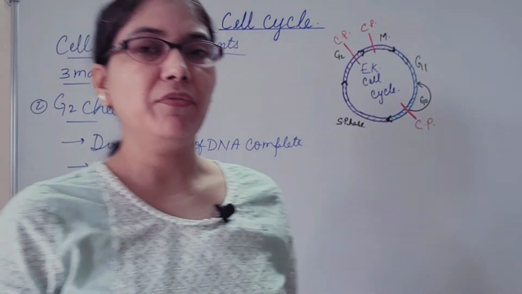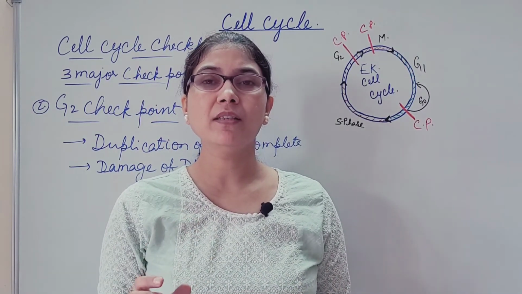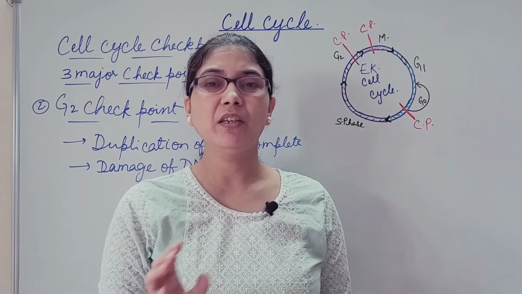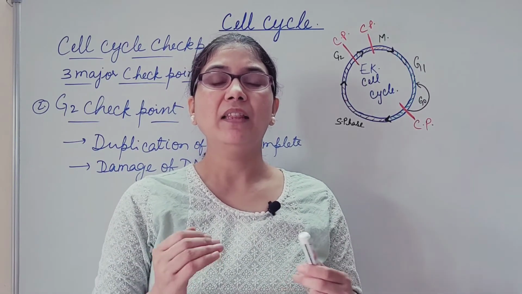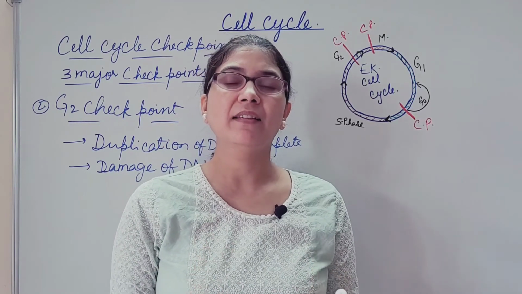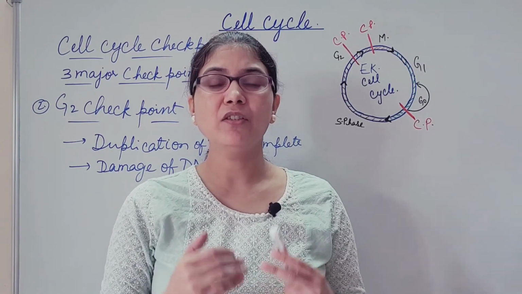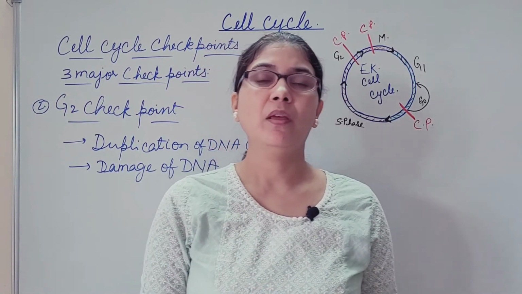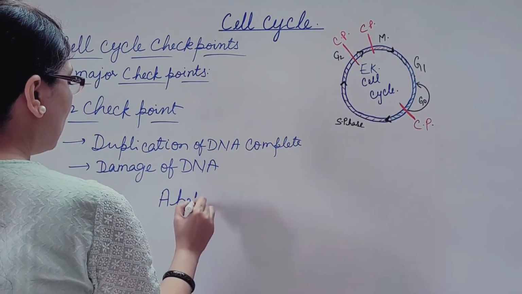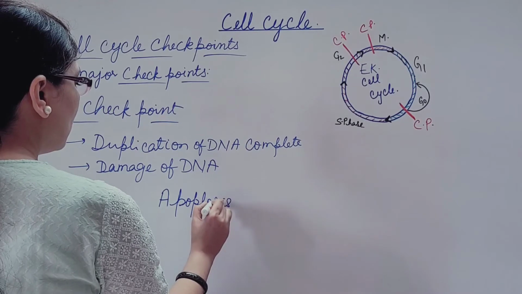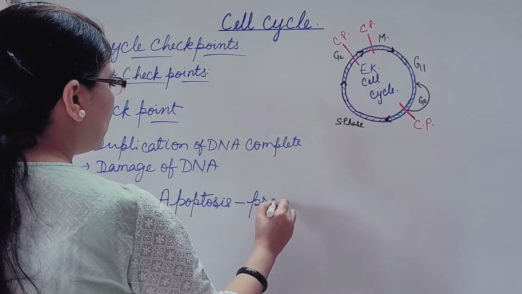This is because if it is not checked at this place, then after the cell division, the daughter cells that are obtained will have the problem in their DNA, whether it will be incomplete or any damage will be present, and this can lead to problems like cancer, etc. So it is important to check at this place and try to resolve this problem. If the problem is beyond repair, then the cell undergoes apoptosis, which is known as programmed cell death.